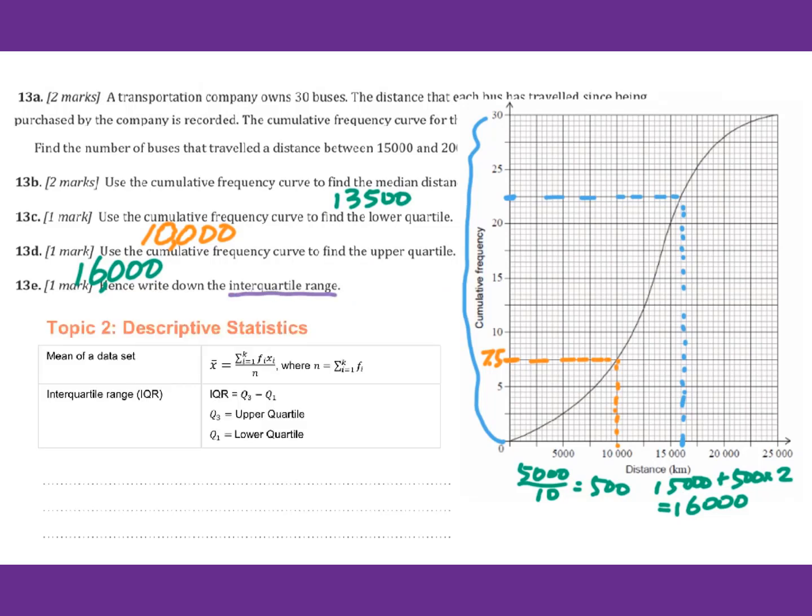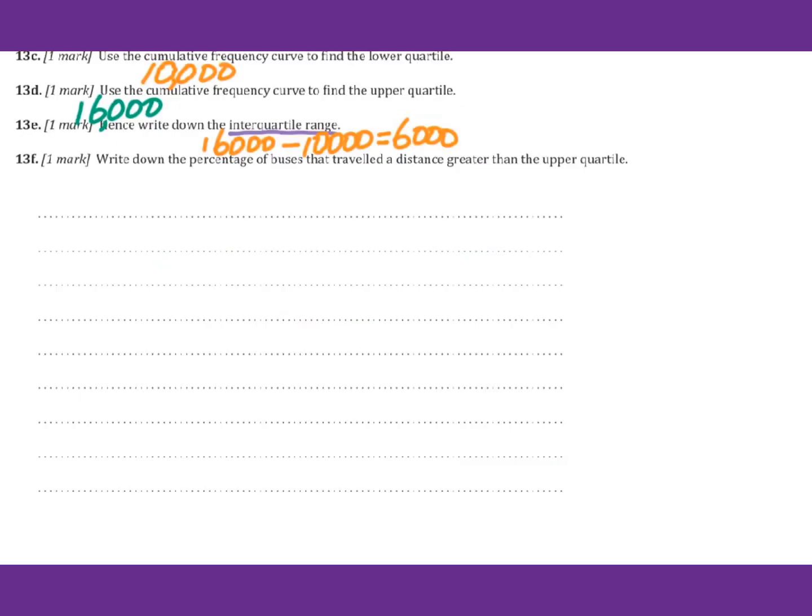For 13E, write down the interquartile range. The formula given, that's the upper quartile minus the first quartile or the lower quartile. Therefore, we have 16,000 minus 10,000. You will get 6,000.